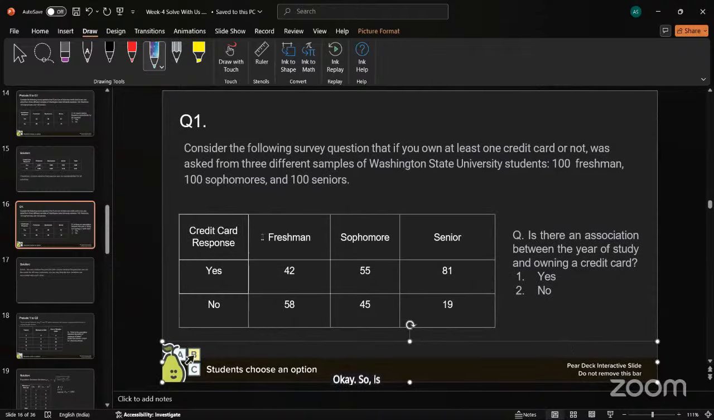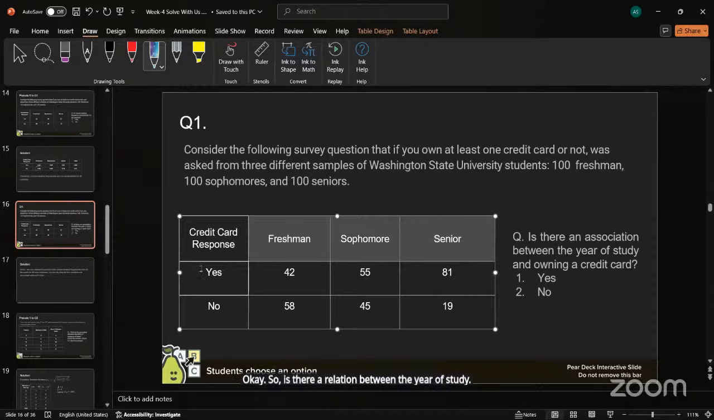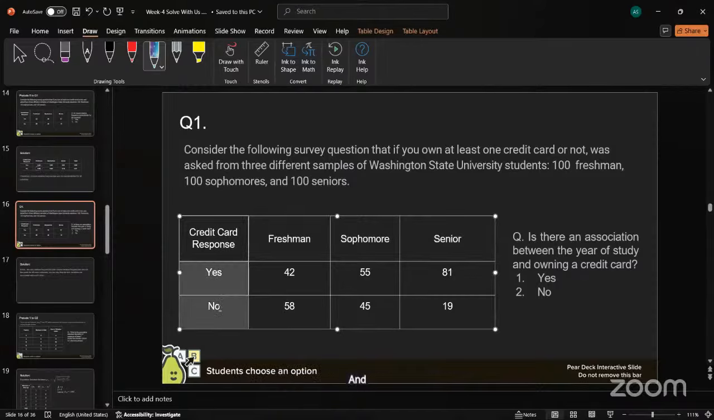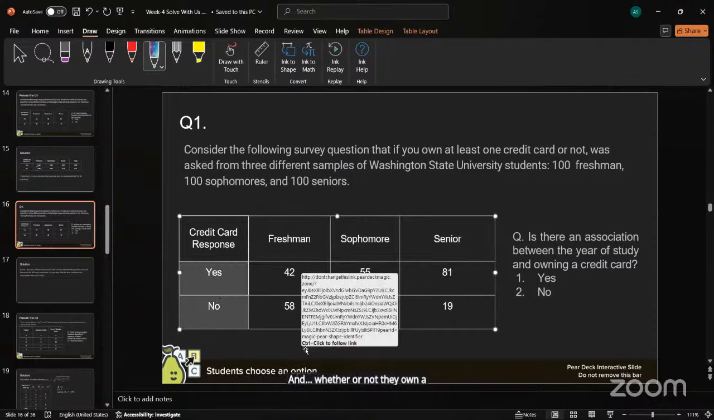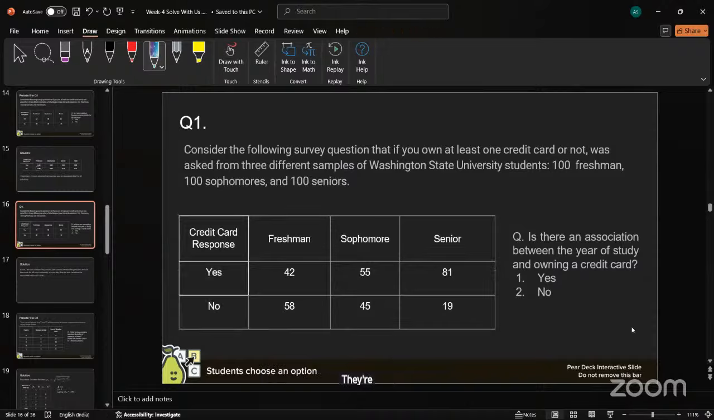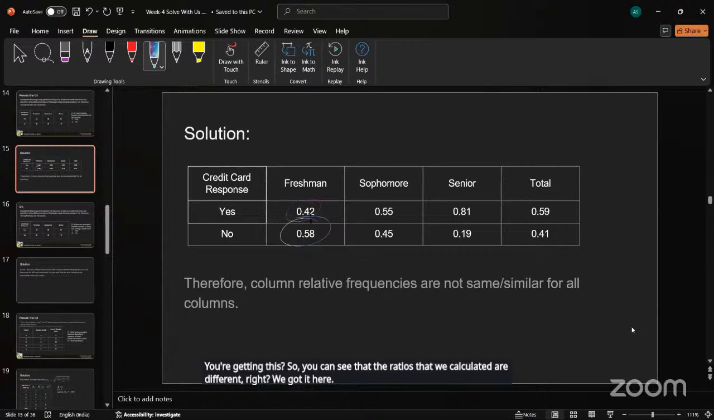So is there a relation between the year of study and whether or not they own a credit card? You're getting this? You can see that the ratios that we calculated are different, right?